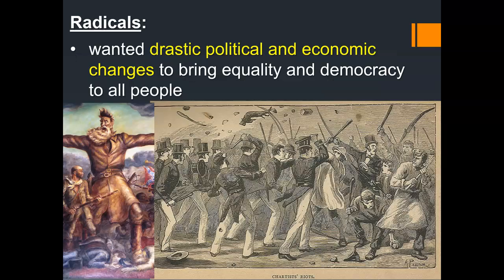And then finally you have a group called the radicals, and the radicals want drastic change. They tended to come from the lower end of society, lower classes, working classes, and so forth. They have a lot to gain and very little to lose by demanding change, and so they want big changes. They want more equality, more democracy spread across all people.